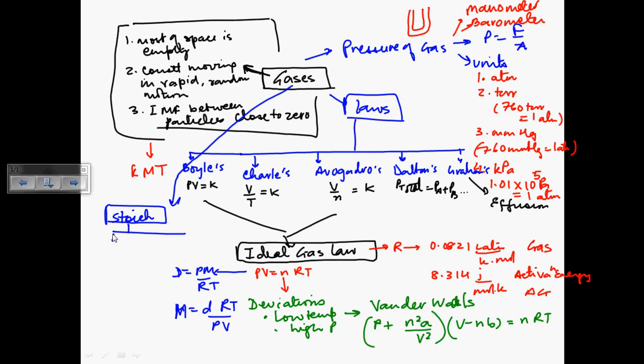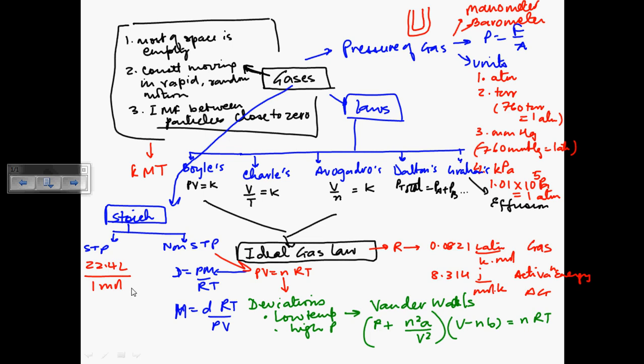Is it an STP problem or a non-STP problem? If it is non-STP, then you use the ideal gas law. If it is STP, then you know that 22.4 liters of that gas will occupy 1 mole. One mole of any gas will occupy 22.4 liters.